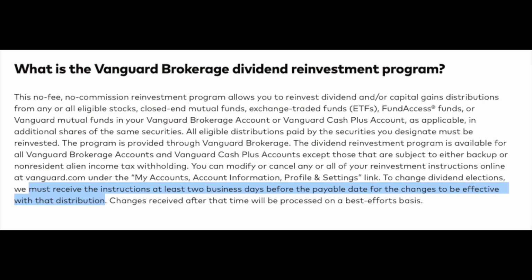Now, you will want to consider the timing of when you make your adjustment. According to Vanguard's website, to change dividend elections, they must receive the instructions at least 2 business days before the payable date for the changes to be effective with that distribution.